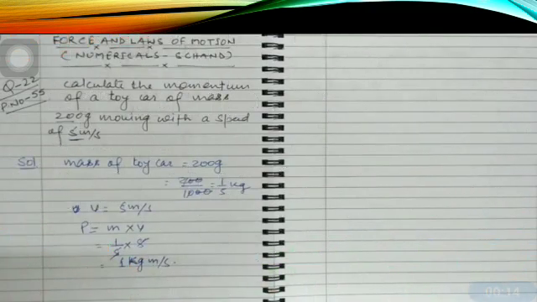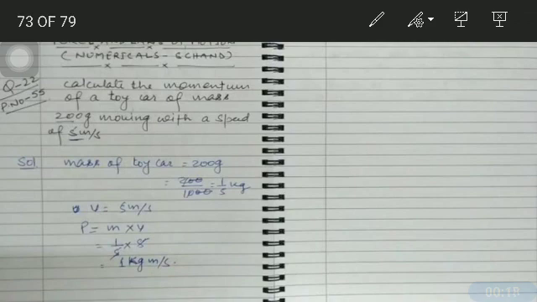First question is: calculate the momentum of a toy car of mass 200 grams moving with a speed of 5 meter per second. Here, the mass of the car is given, which we will convert into kilograms, and velocity is given. As momentum is mass into velocity, so after calculation, it is 1 kilogram meter per second.